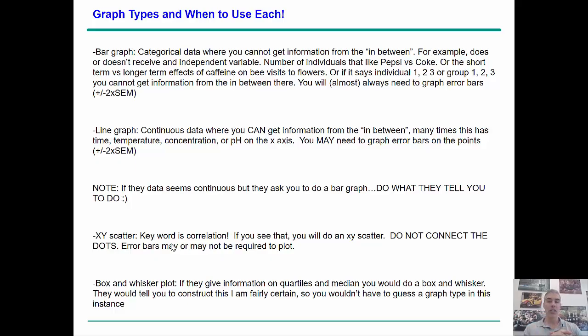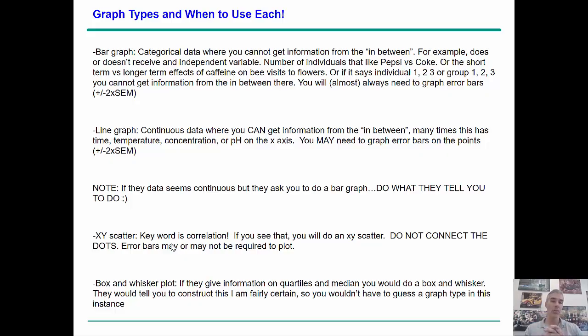An example of this: the number of individuals that like Pepsi versus Coke. I don't get any information about a hybrid between Coke and Pepsi, right? What's the average number of individuals in each school that likes Pepsi or Coke? I don't know. That'll be a bar graph because you don't get any information from the in-between.